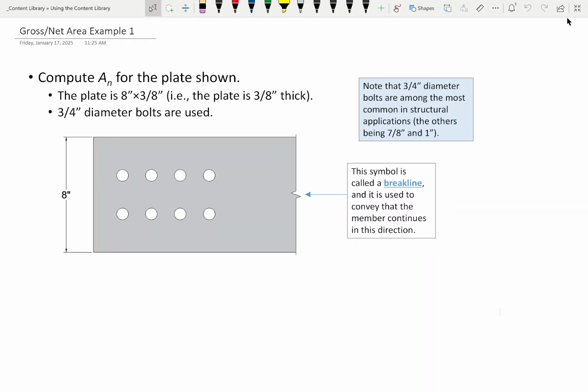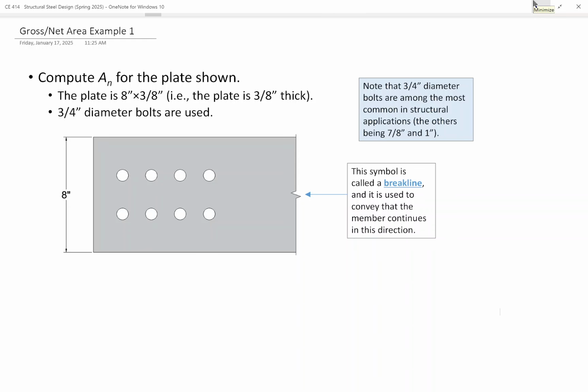The only other thing I wanted to point out is this break line right here. This doesn't really matter a whole lot for this problem, but it will on Friday. What I'm saying is that the main body of the member is out here, so this is where the gross section is. So it sort of means that this is the lead line, okay? It's not really going to matter today. It will matter a lot on Friday, okay? Is everybody with me so far?